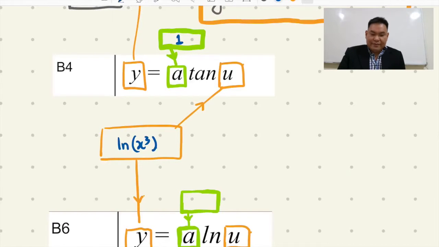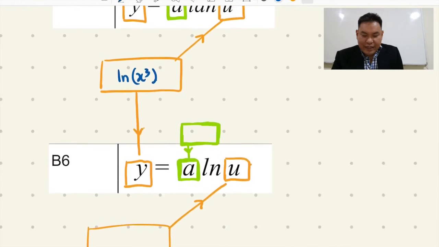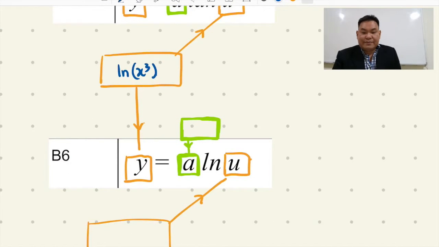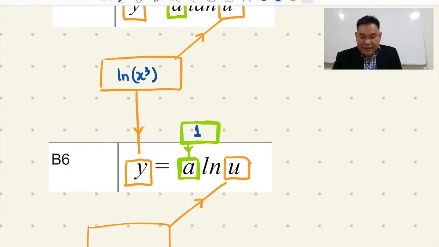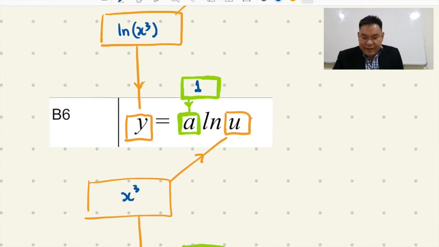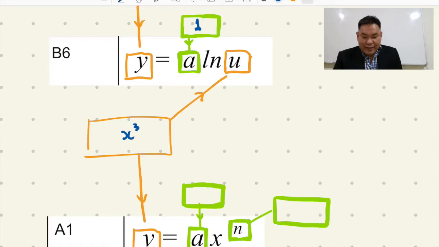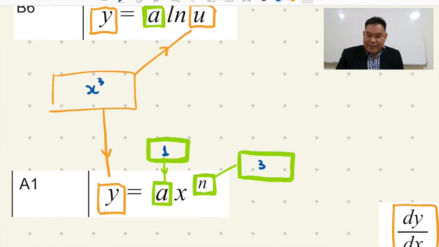Next one, this u, which is ln x cubed, we apply formula B6 there. In this case, a is equal to 1 because there is nothing in front of ln, so it's 1. U is x cubed. This u here becomes y on formula A1. y equals x cubed. In that case, a is equal to 1 again and n is 3. That's quite simple.